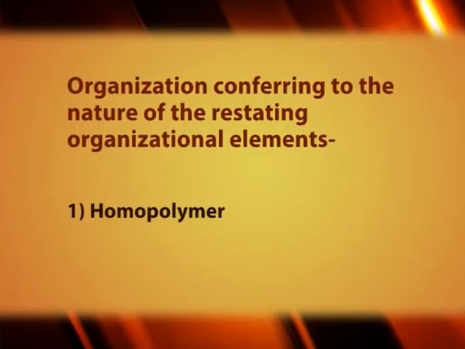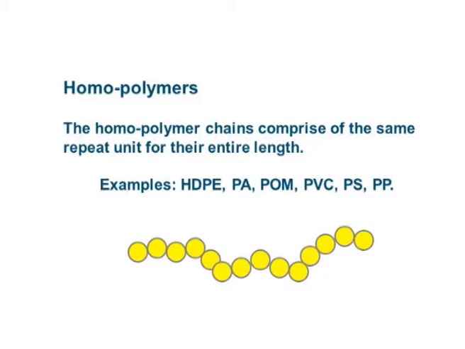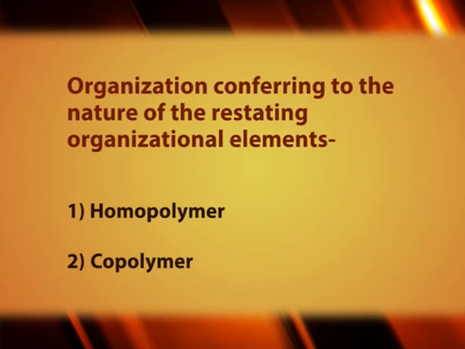Number 1, homopolymer. A polymer formed from only one type of monomer is known as a homopolymer, for example polyethylene. Then we have copolymer. In case a polymer has more than one type of repeat unit in its chain molecular structure, it is known as a copolymer.